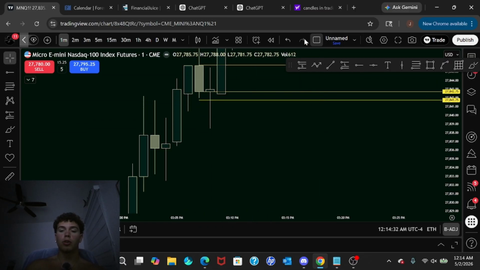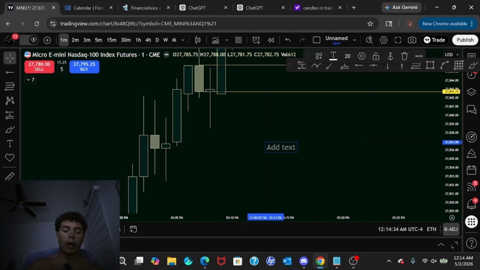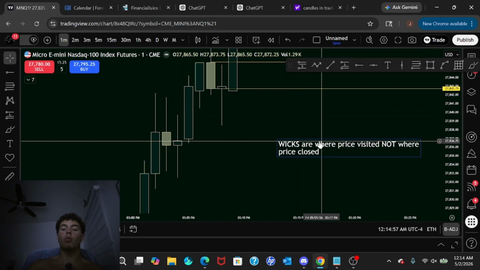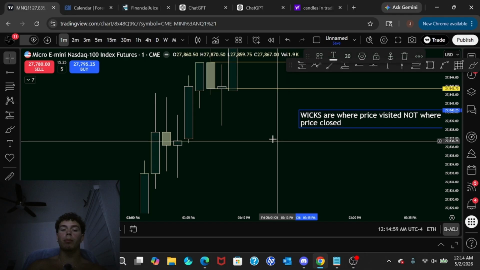Okay, so you can think of it like this. Wicks are where price visited, not where price closed. So you guys can take that into account. Wicks are where price visited, not where price closed.